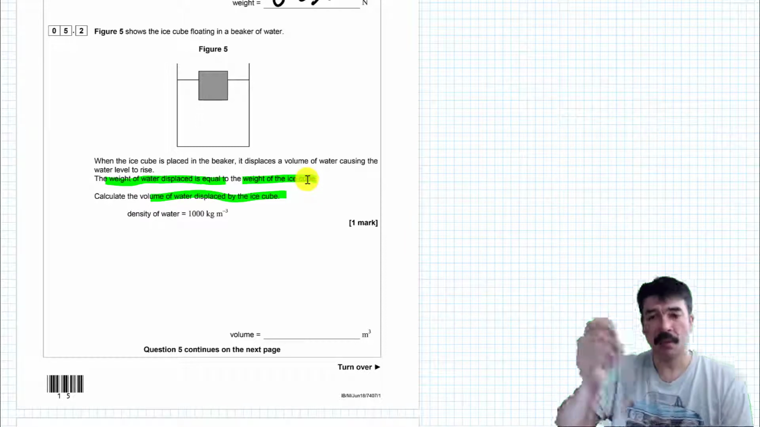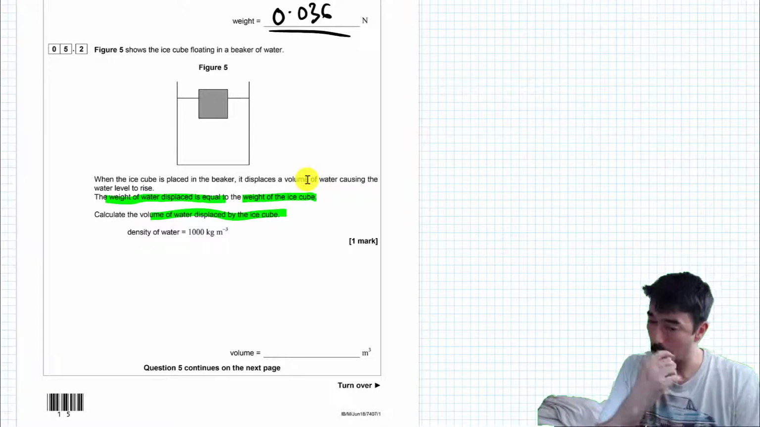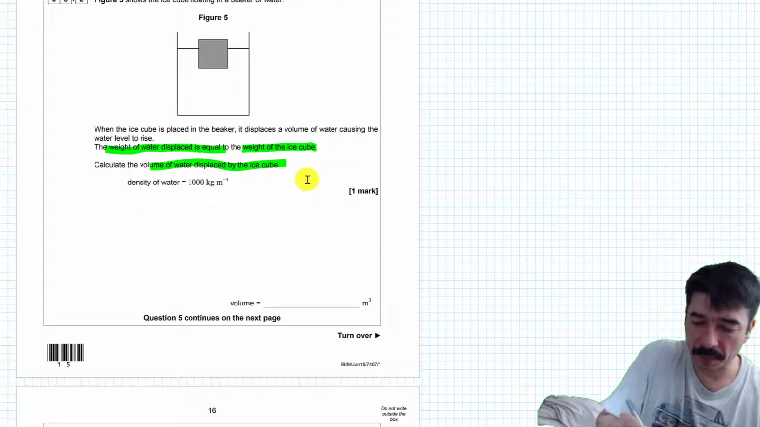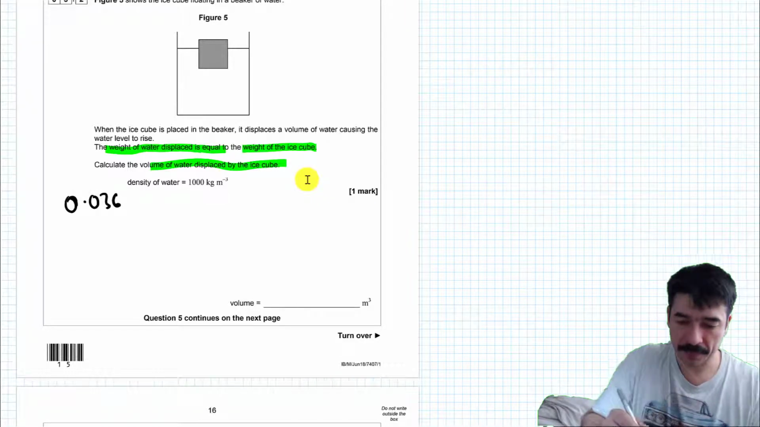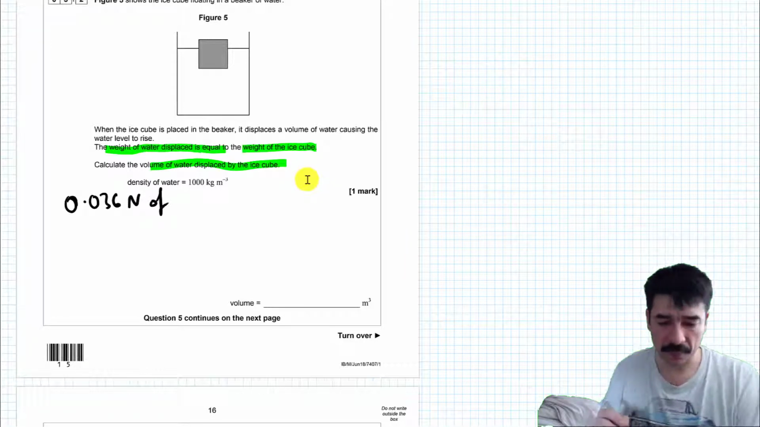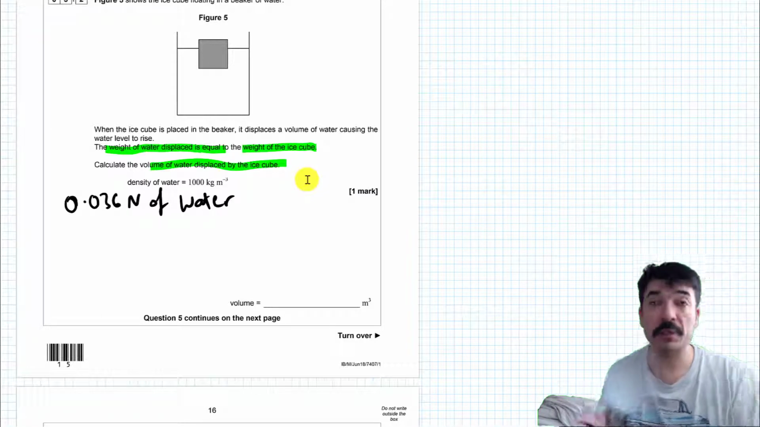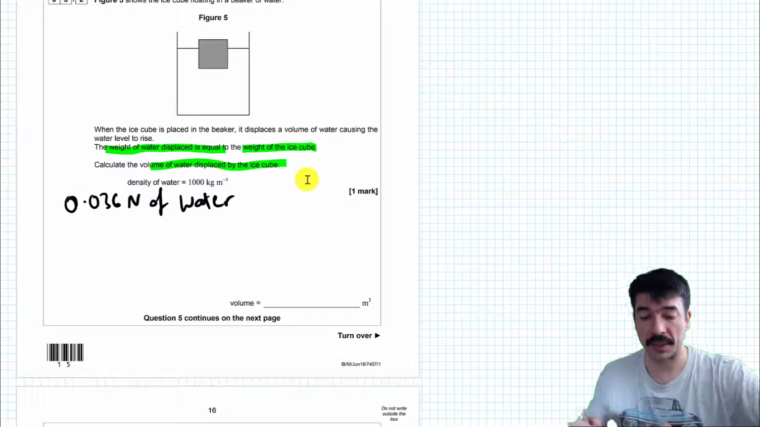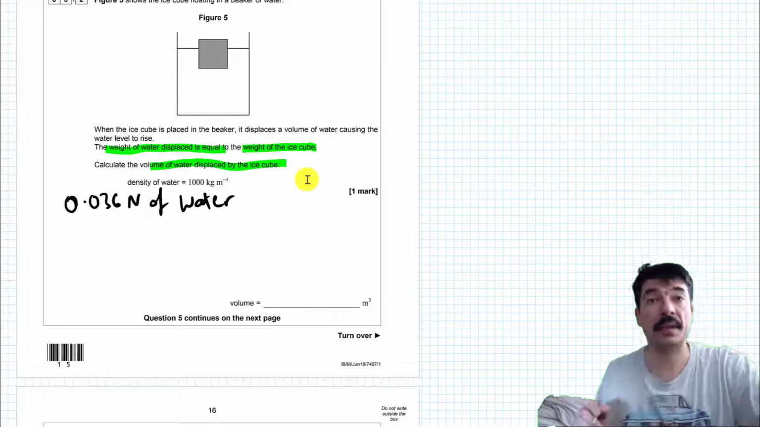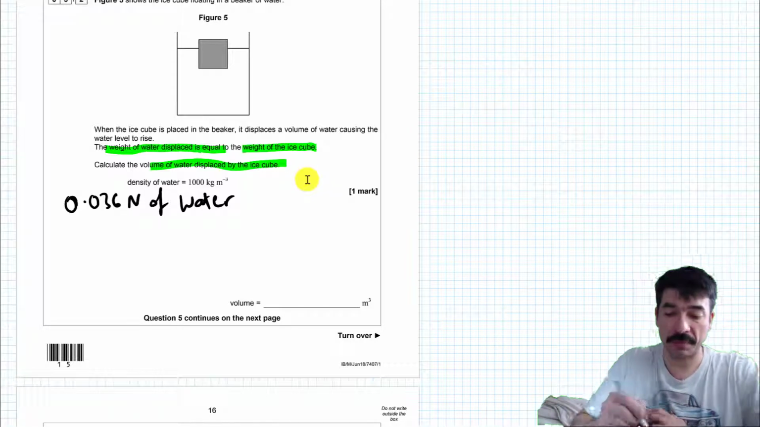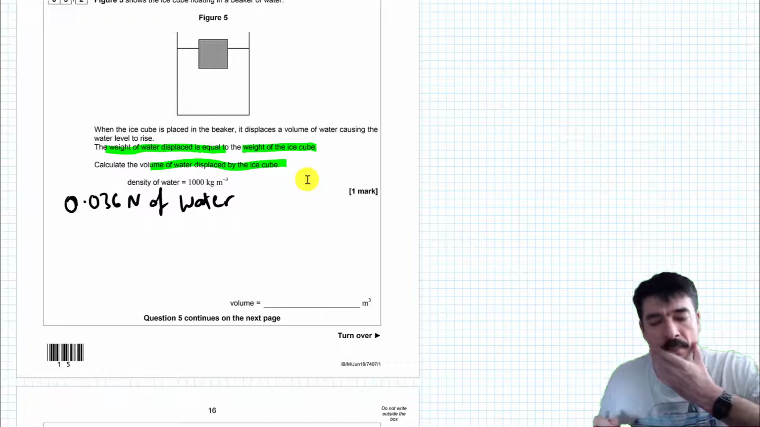Right. So I've just worked out the weight there. So we know that we're going to have 0.036 newtons of water being displaced. That's how many newtons of water will be displaced, because the weight of water displaced is equal to the weight of the ice cube. So I know that the water displaced must have a weight of 0.036 newtons. Now I'm trying to find the volume.